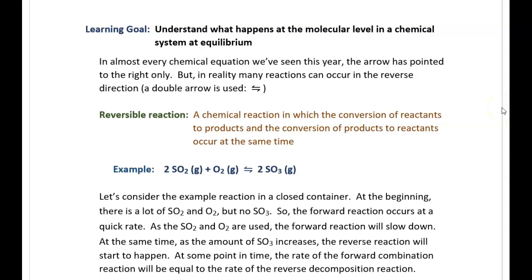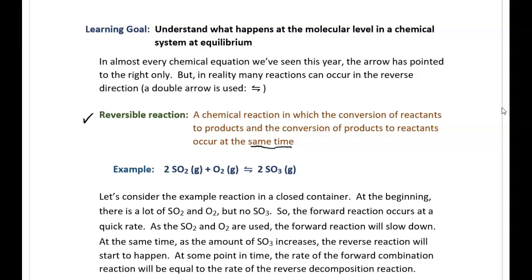Almost every chemical equation we've seen this year has had an arrow that has pointed to the right only. But in reality, many reactions can occur in the reverse direction. To show this in a chemical equation, you use a double arrow. A reversible reaction is a chemical reaction in which the conversion of reactants to products and the conversion of products to reactants occur at the same time.